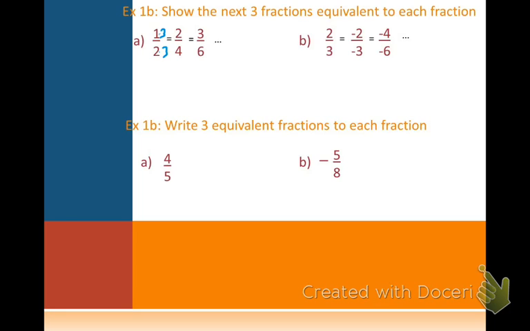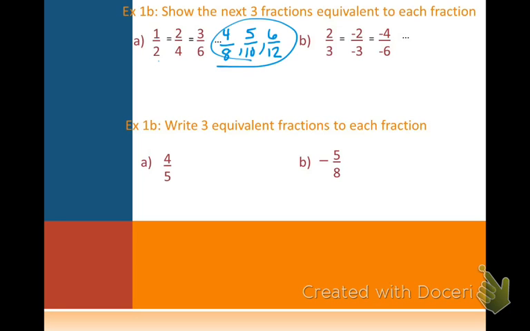So I'm guessing the next ones that we are going to do is multiply by 4. So 4 times 1 is 4, and 4 times 2 is 8. Then 5. 5 times 1 is 5, and 5 times 2 is 10. And 6. 6 times 1 is 6, and 6 times 2 is 12. And that would be your next three equivalent numbers.